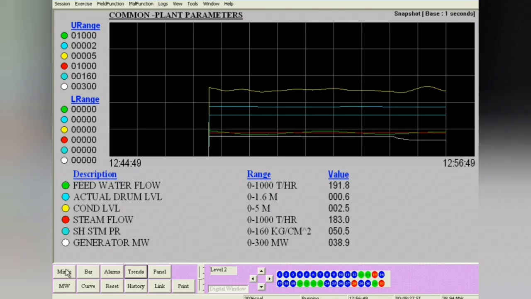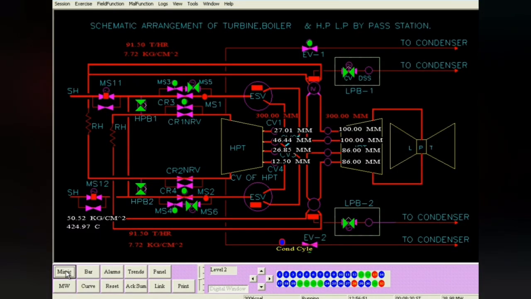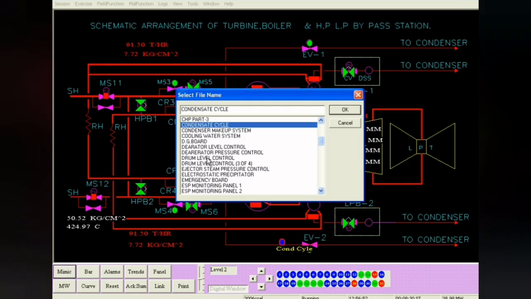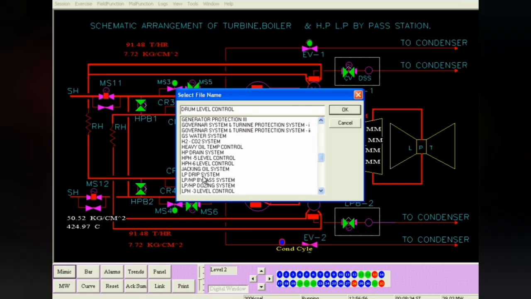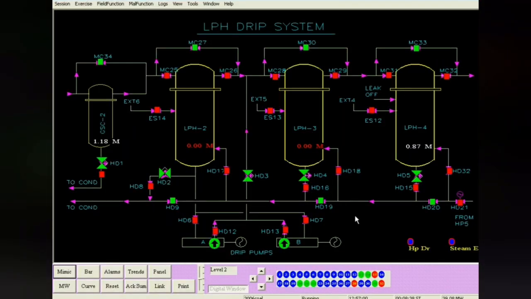So we go to the LP drip system again, and there we check the levels. You see in heater number 4 the level has increased by some 0.93 or so, and now it has come into the white. It was red and now it has become white.